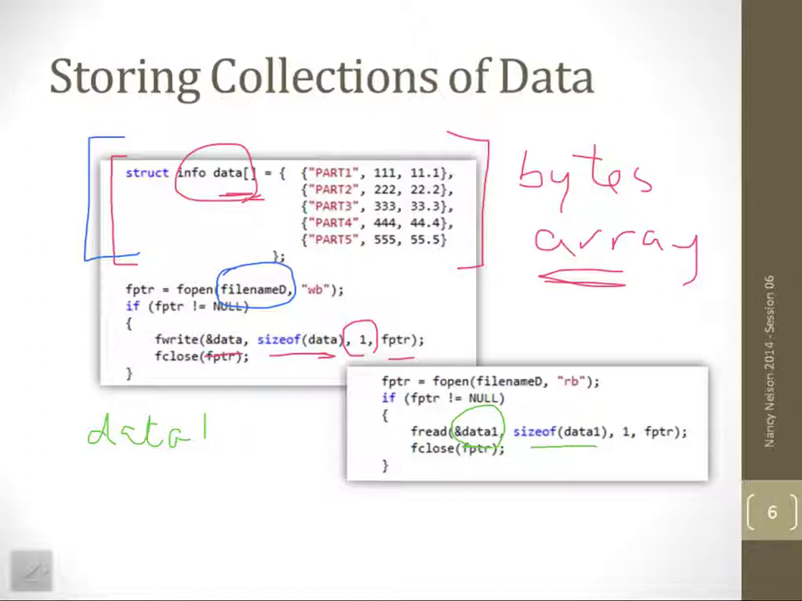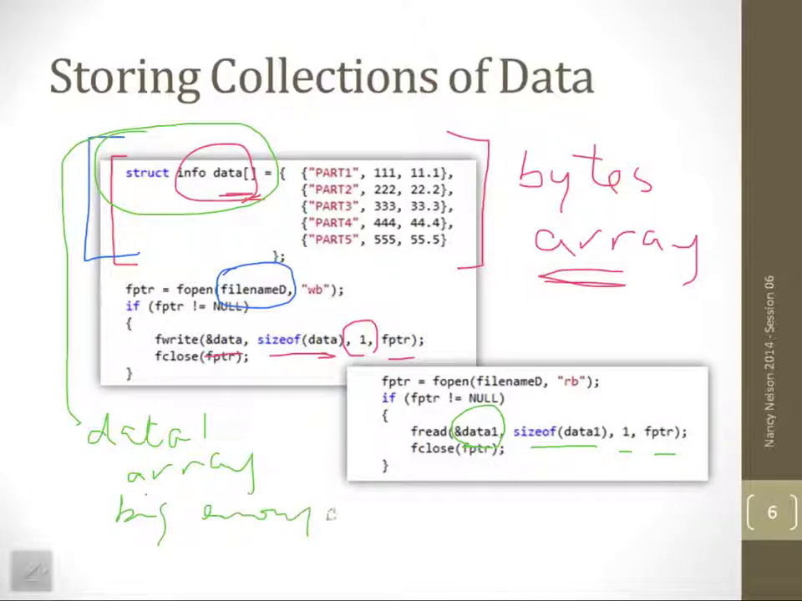The size of data1 is going to be specified. We're going to read 1 of that and file pointer. So what does data1 have to be? Well, it has to be big enough to hold the same information that the structure we defined up here did. So data1 has to be an array, and it has to be big enough, in other words, have enough elements in the array to hold the equivalent of what was defined as data.